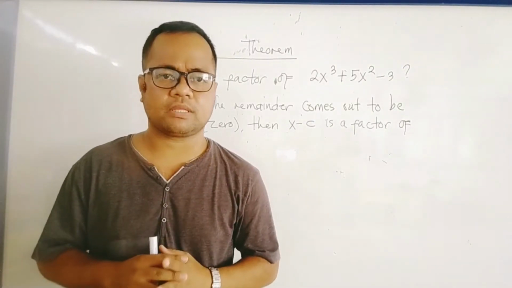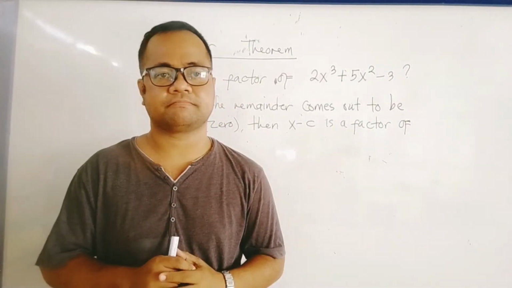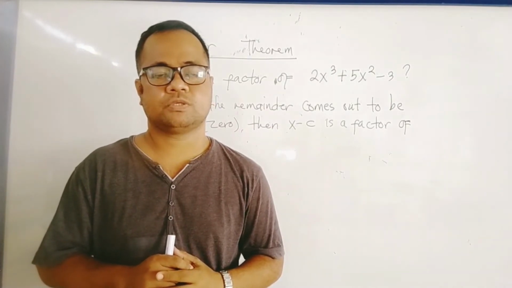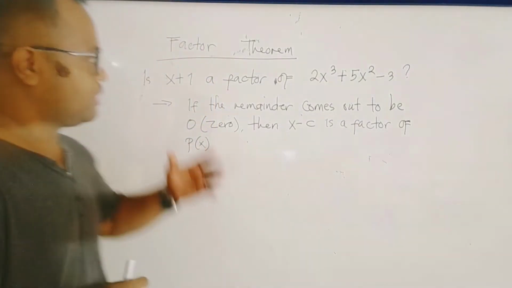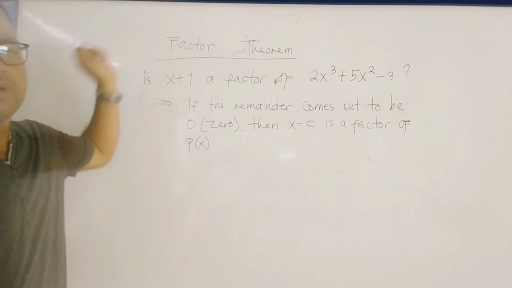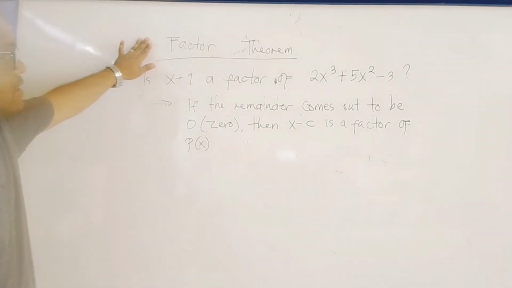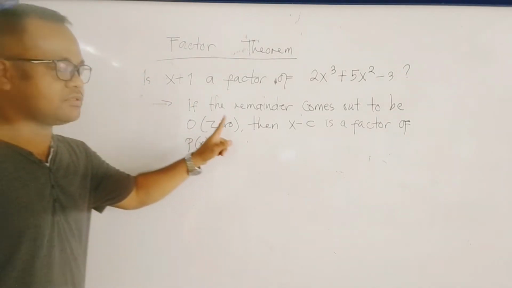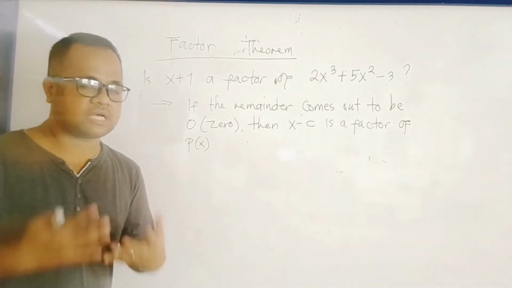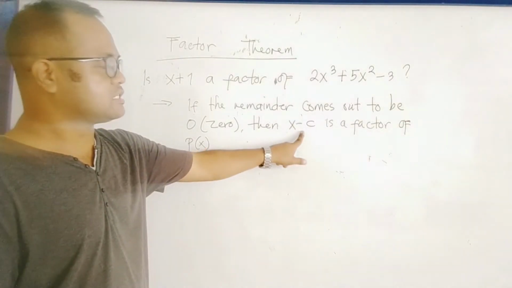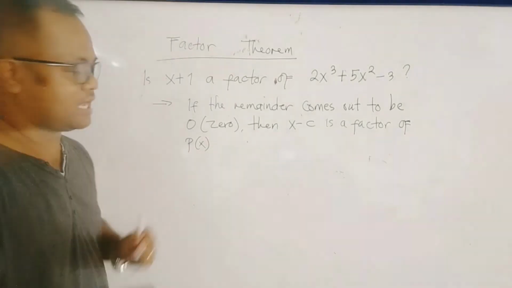How can we determine if the divisor is a factor of the dividend? Okay, so to determine that, we have to use the factor theorem. So what is this factor theorem? Okay, so the factor theorem states that if the remainder comes out to be zero, then x minus c, which is your divisor, is a factor of p of x.